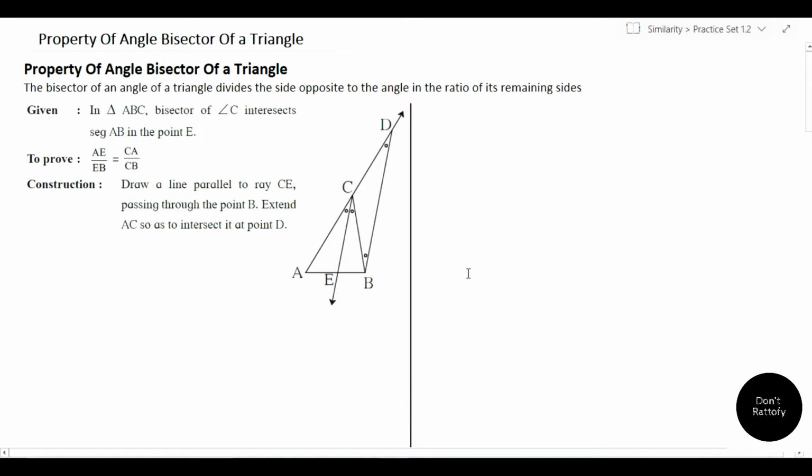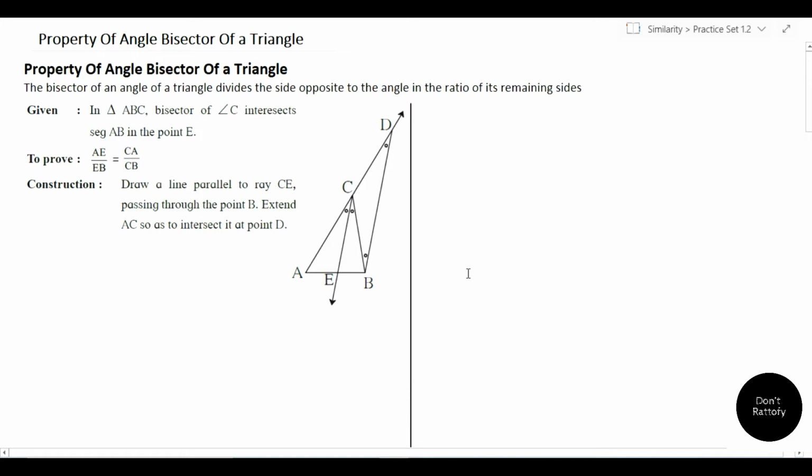This is the third part of Similarity of Maths 2. If you haven't seen the first two parts, you should watch them so that you can understand this part much better. I have completed the ratio of areas of two triangles in part 1, and in part 2 I have completed the basic proportionality theorem.